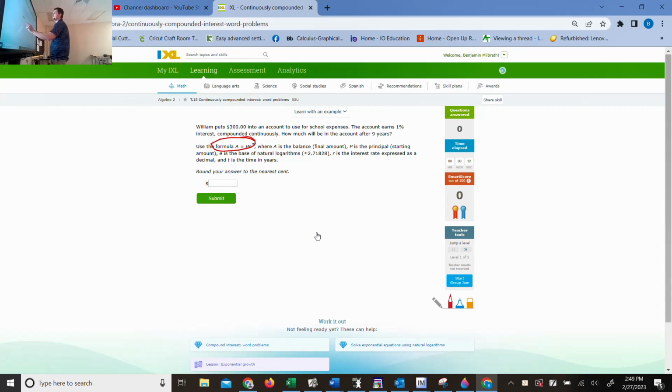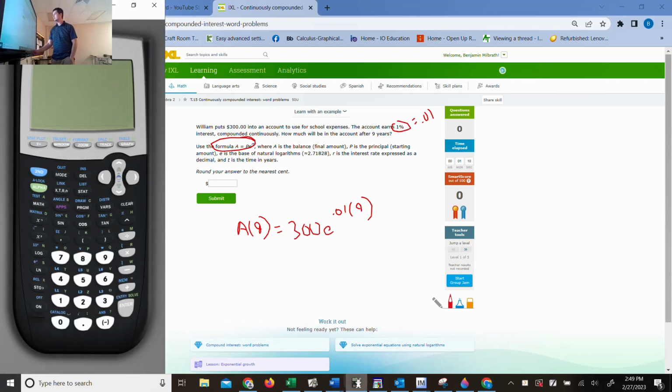So the principal here is 300. The amount of 9 years, that's why I'm putting a 9 there, is 300 e, the rate of interest is 1%, which is 0.01. And it's going to take 9 years. And that's just push buttons in a TI-84. I'm not going to spend much time doing these easy problems. I'm hoping my TI-84 will turn on.